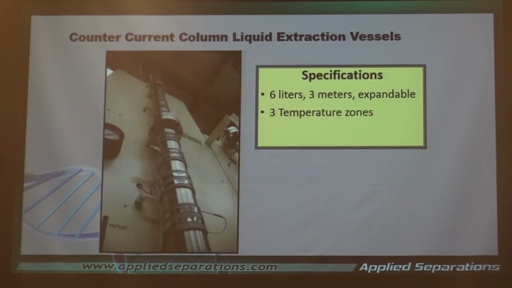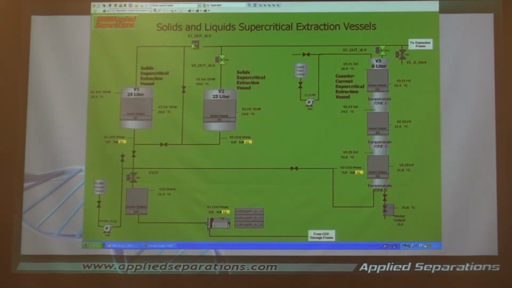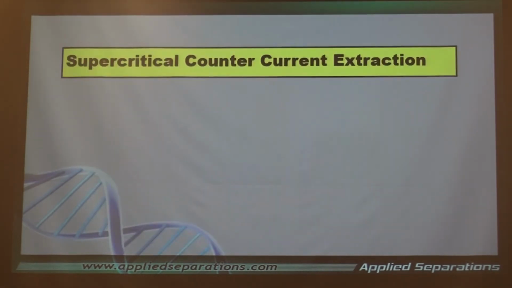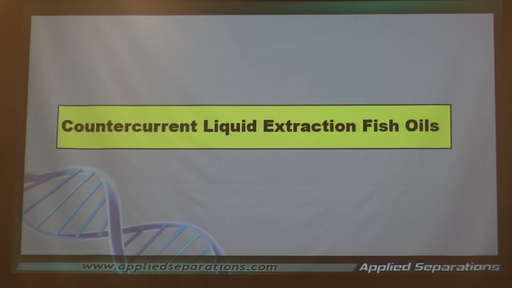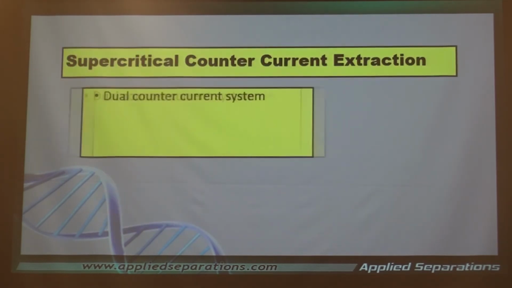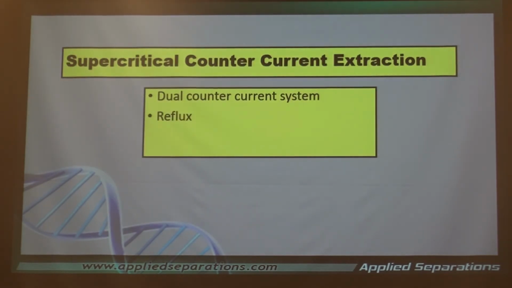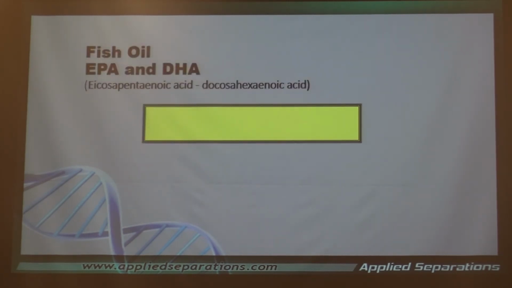Then I want to show you one last thing. And these are all extraction of fish oils. How complicated, but then how elegantly simple some of this is, is that what we're going to do here is we have two countercurrent columns. And this is a continuous extraction all the way along. Extraction of fish oils, this was done up in Canada.